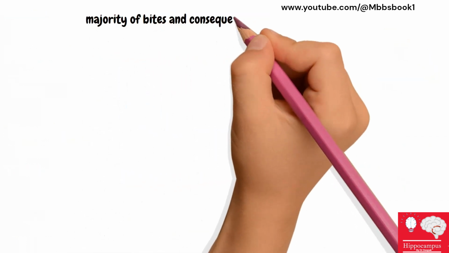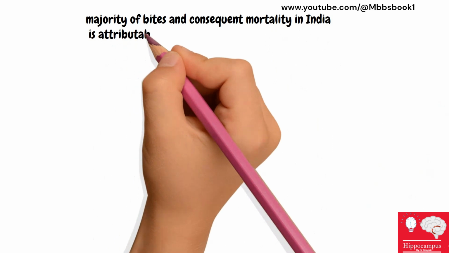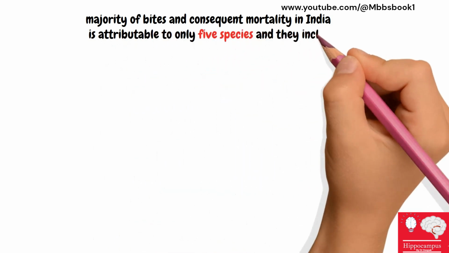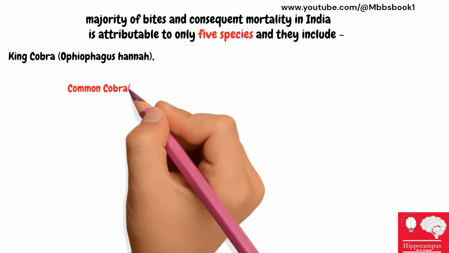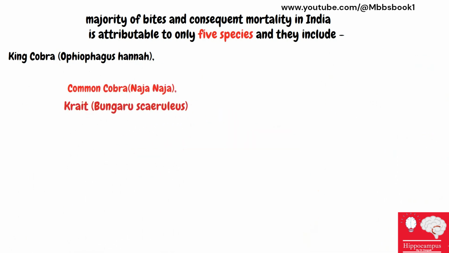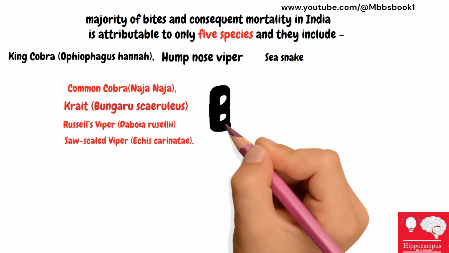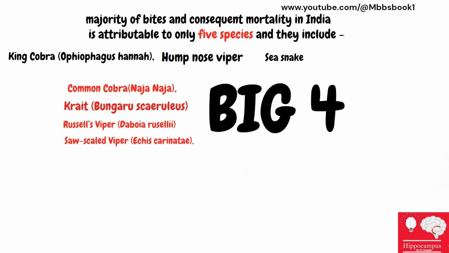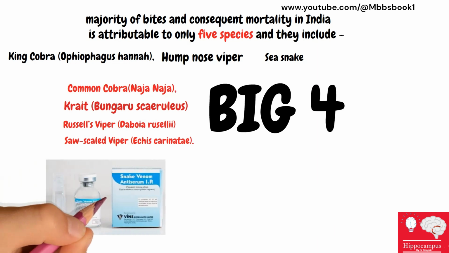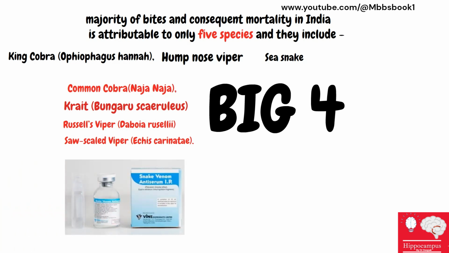All Indian species are present throughout India, but we are concerned about only the big four. The big four are common cobra, crate, Russell's viper, and saw-scaled viper. We call them big four for a reason. Most snake bites in India are due to one of these big four. The important thing to remember here is that the Indian anti-snake venom is only effective against these four: common cobra, crate, Russell's viper, and saw-scaled viper.